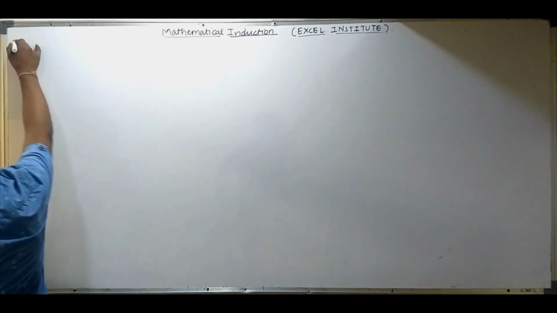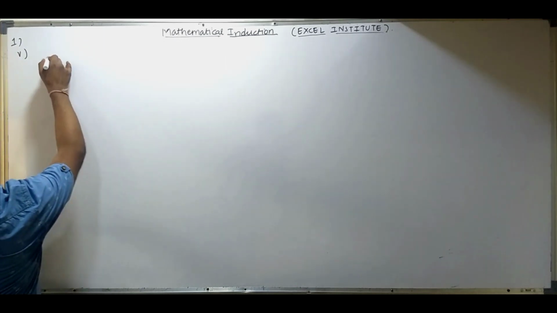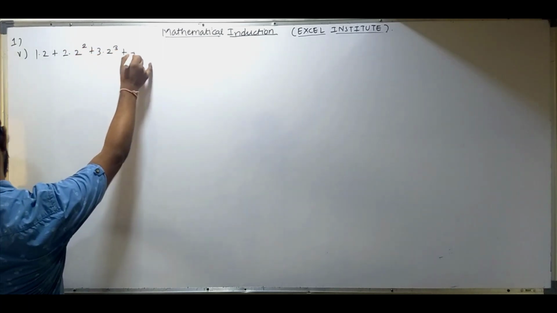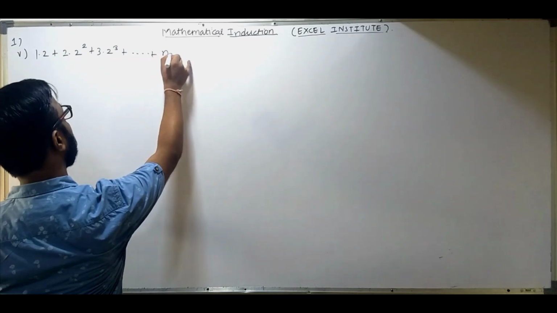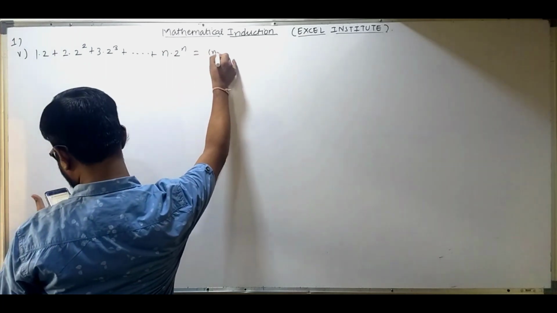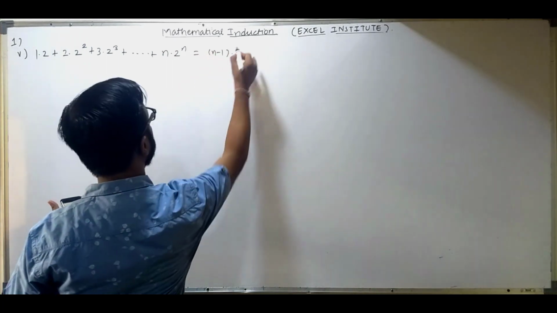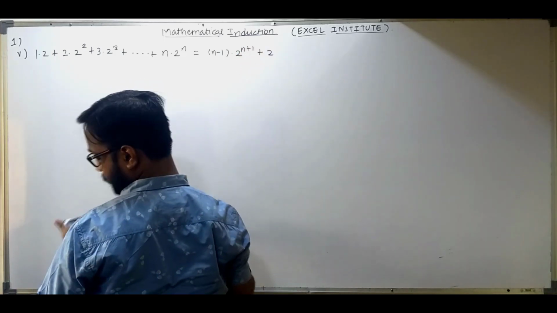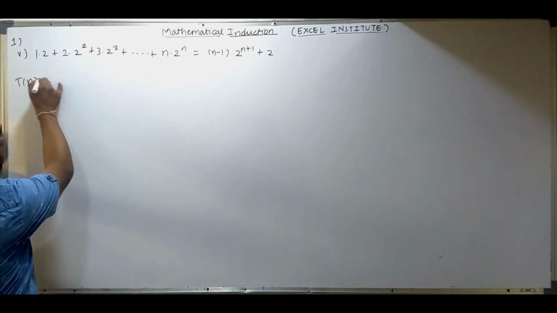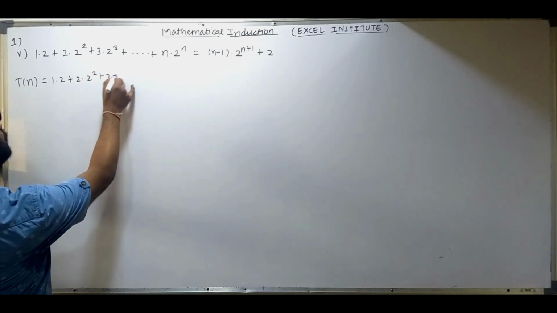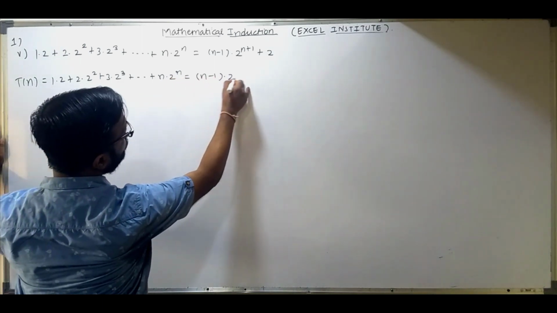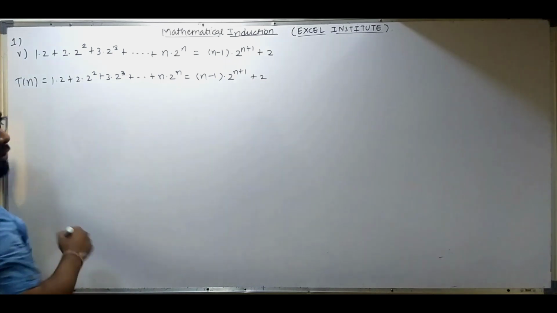Number 5, fifth sub question: 1 into 2, 2 into 2 square, 3 into 2 cube, like this, n into 2 raised to n, is equal to n minus 1 into 2 raised to n plus 1, plus 2. This we have to prove. Always write the given statement as T of n. So T of n is 1 into 2, 2 into 2 square, 3 into 2 cube, up to n into 2 raised to n, equal to n minus 1 into 2 raised to n plus 1, plus 2.